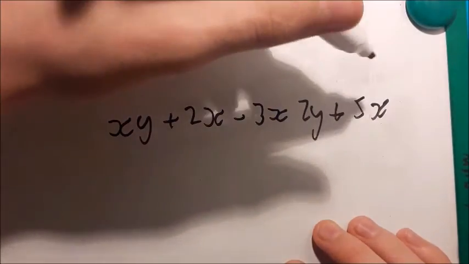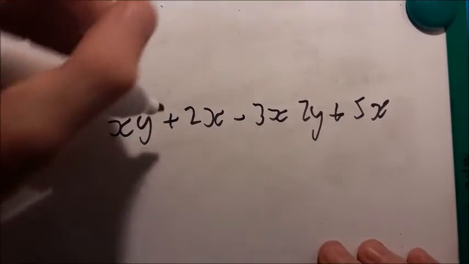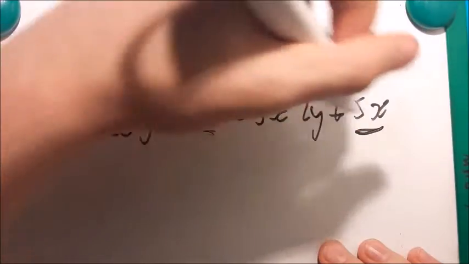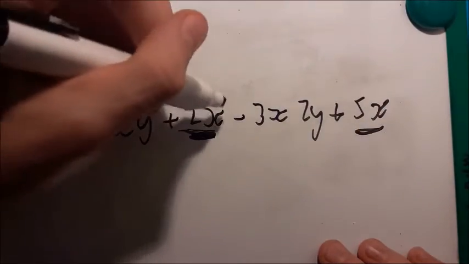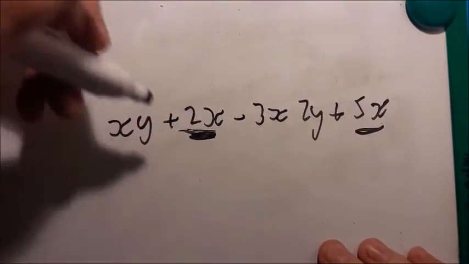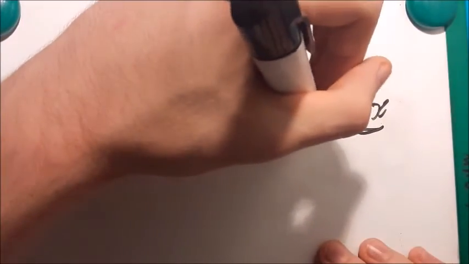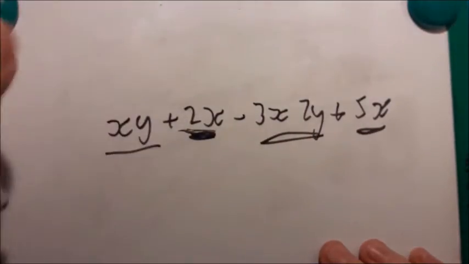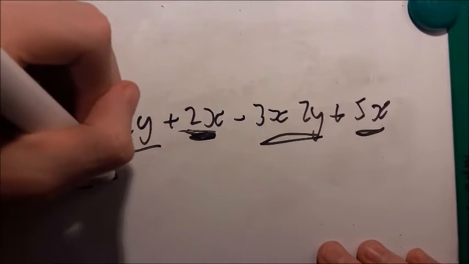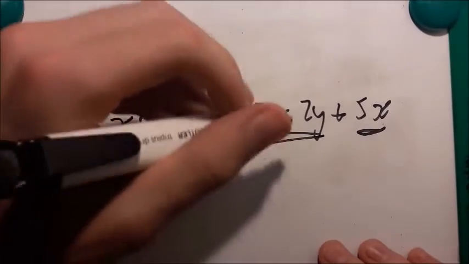Okay. Now we can see, we must look for like terms. 2x is similar to 5x because they're like terms, they both contain x, and none of them have an extra square. But if this did have an extra square, then obviously it would not be like terms. But now we have xy and 3x 2y, and those are like terms. So then we can just say that negative 3x minus x is negative 2x, basically.